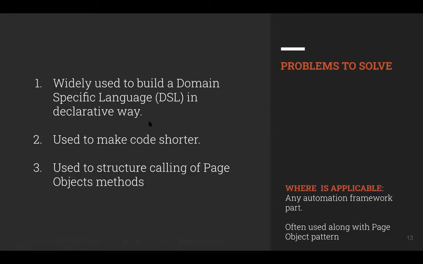The next one is widely used to build a domain-specific language, called DSL, in a declarative way. I can give you an example: the library REST Assured in Java uses this pattern. Also, it helps us to make the code shorter, and it gives us some structure for how to call the methods of our page objects. It can be used in any automation framework part, and it's often used along with the page object pattern.